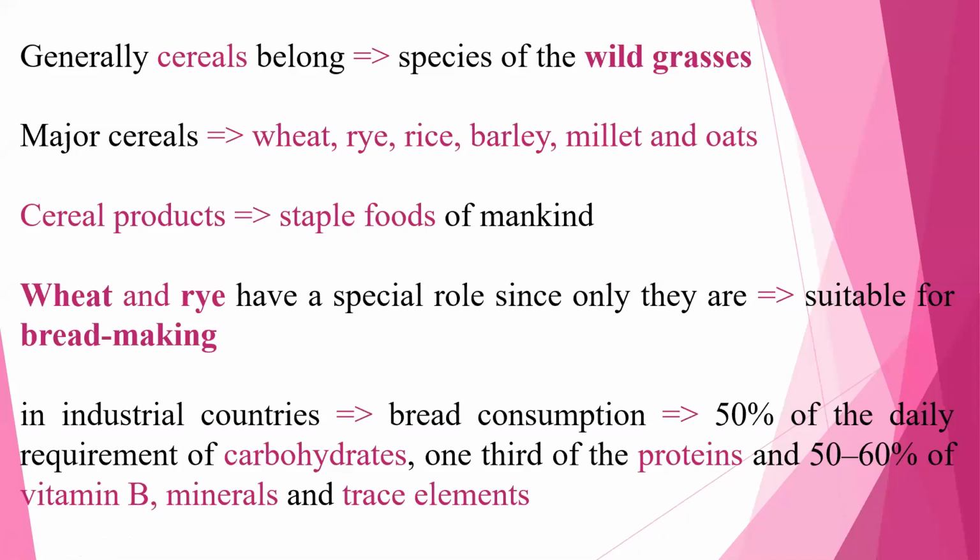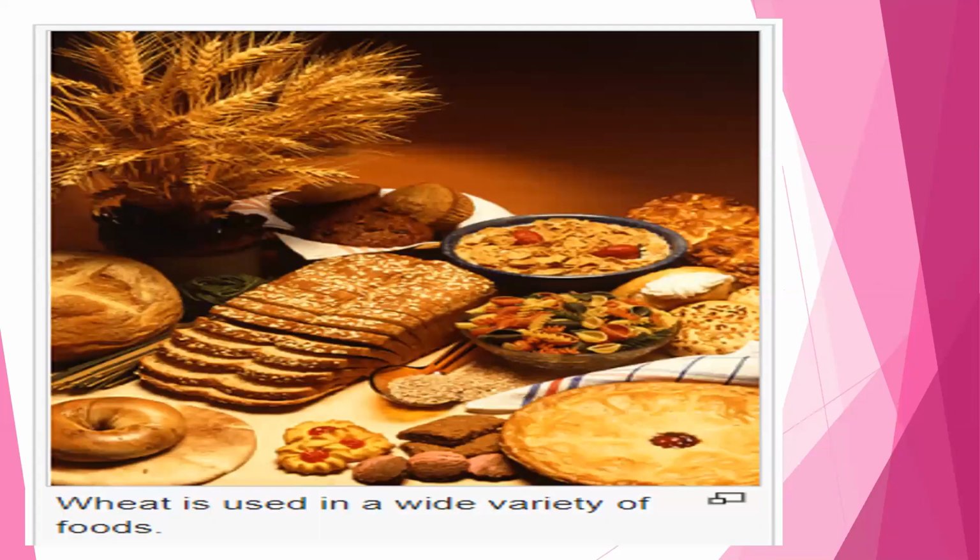In industrial countries, most people consume bread, which is a ready to eat food and doesn't require much time and energy to prepare. And that bread provides 50% of the daily requirement of carbohydrates, one third of the proteins, and 50 to 60% of vitamin B complex, minerals, and trace elements, which are required for our body. Yet you can see varieties of baked products prepared from wheat.